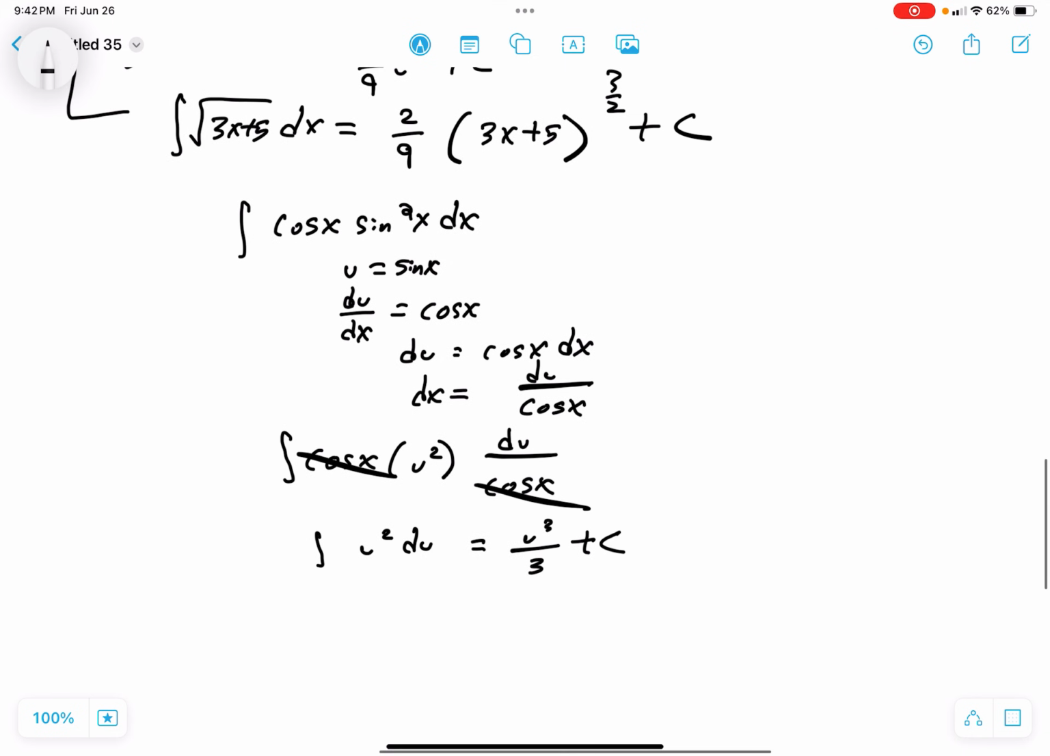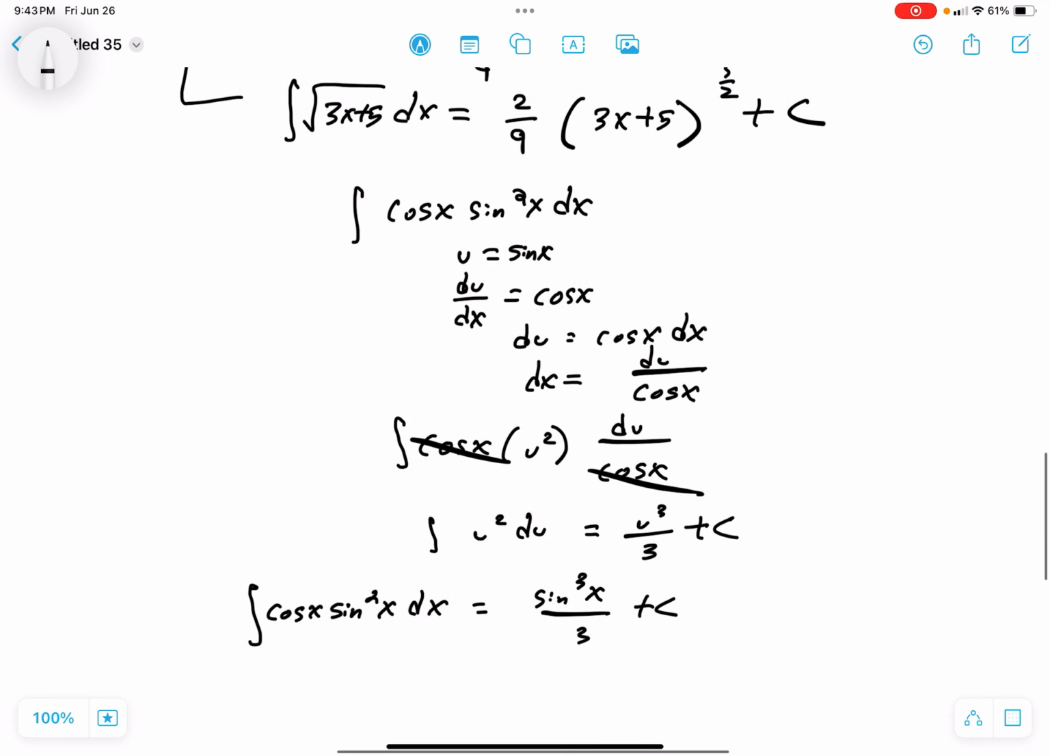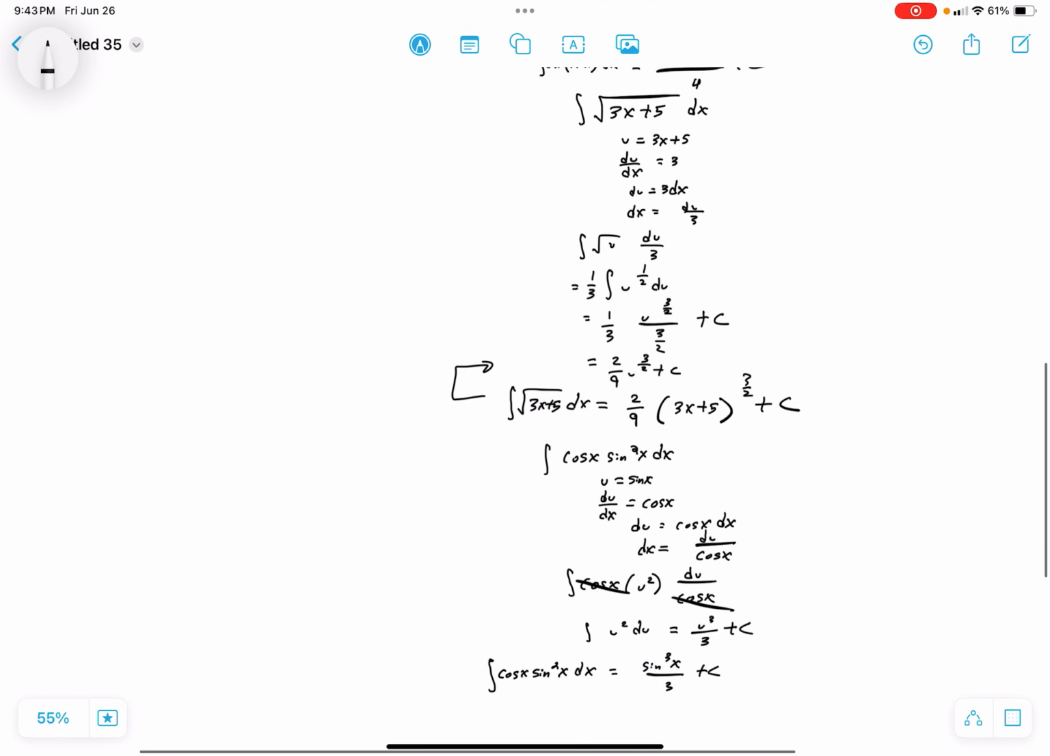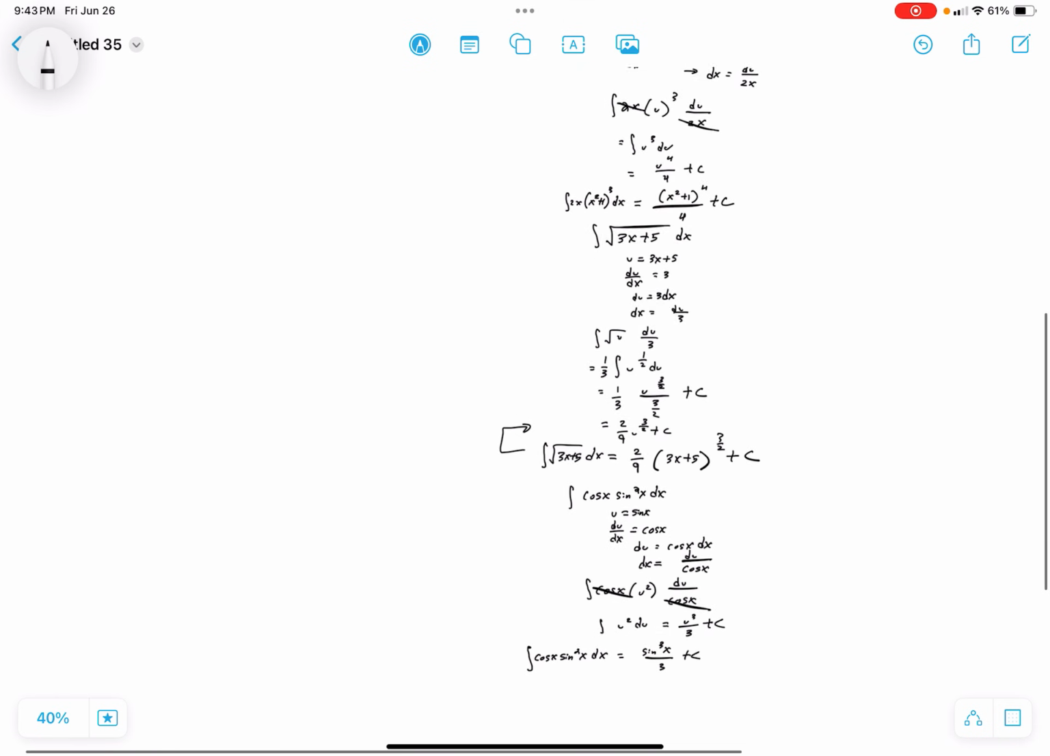And now all I have to do is substitute back in my u, which was sine x. So this equals sine cubed x over 3 plus c. And now I can write my final statement, the integral of cos x times sine squared x dx equals sine cubed x over 3 plus c. And here were the 3 example problems that we did.